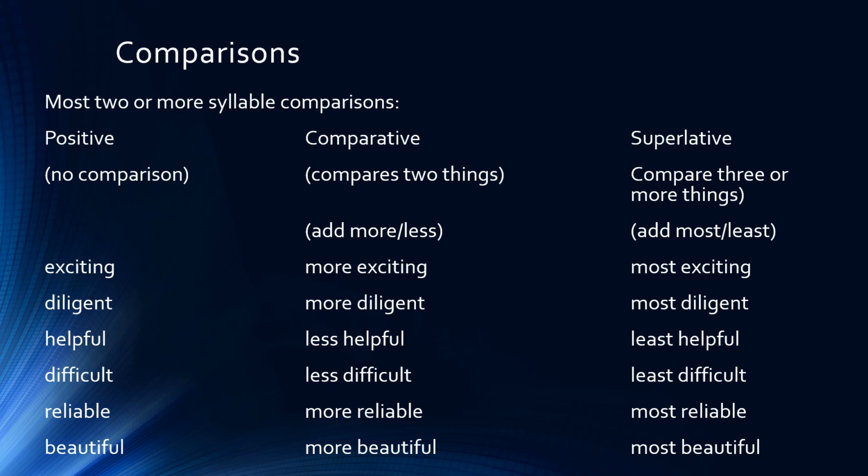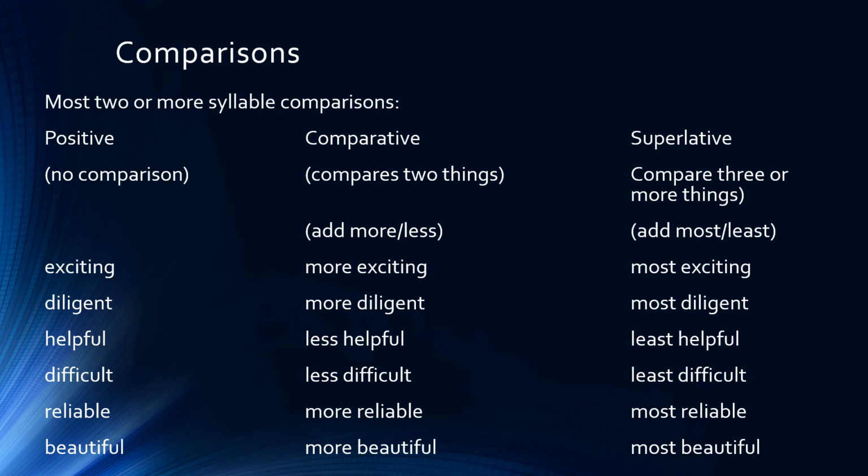But when we compare two or more things using these same words, we would add either the word more or the word less. Exciting would become more exciting or less exciting, more diligent or less diligent, less helpful or more helpful, less difficult or more difficult. And then the superlative compares three or more things. Comparative compares two things, and it's more or less. When we compare three or more things, we would add the word most or least.